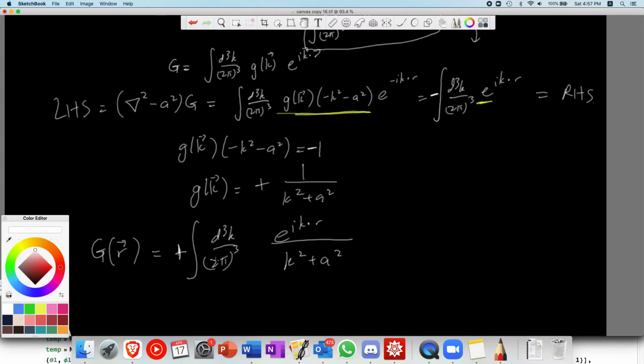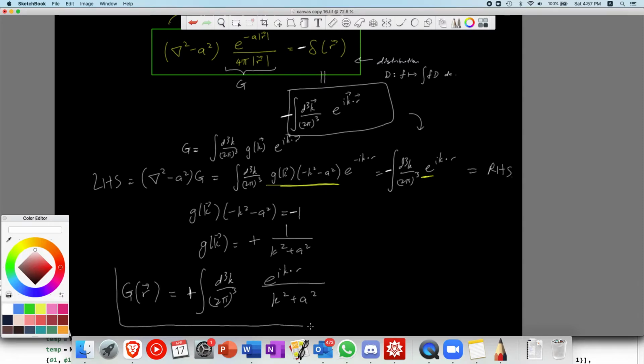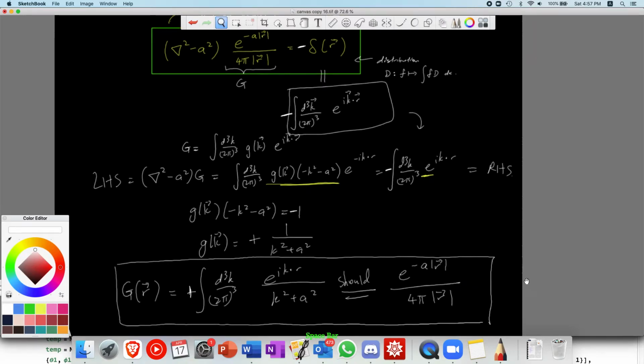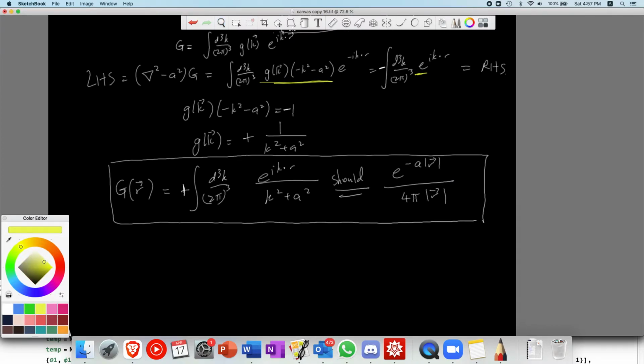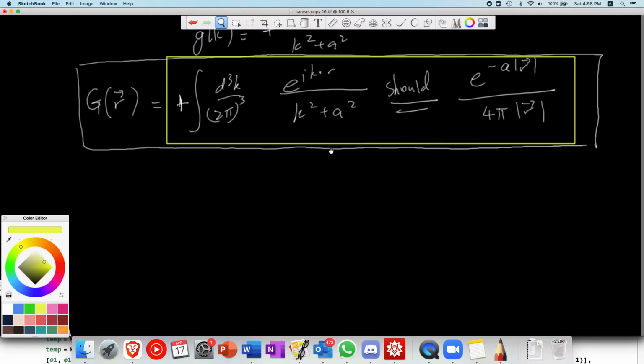Okay, so now we want to show that the Green's function, which is this in the integral form, should equal e to the power minus a r over 4 pi r. So how do we show this? Now the problem reduces to showing this relation. That will be the focus of this video.